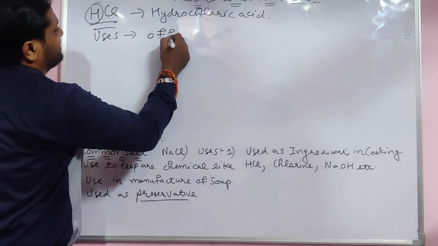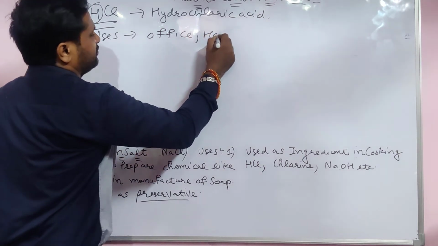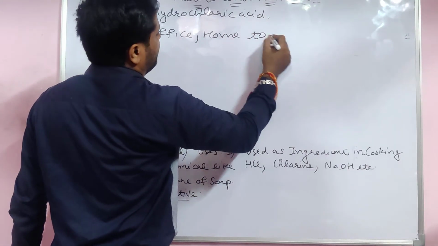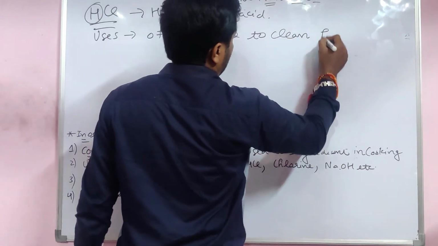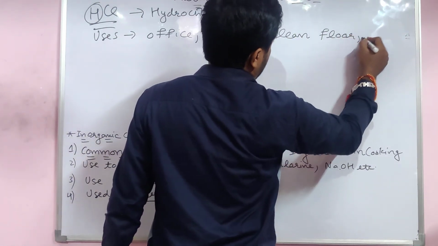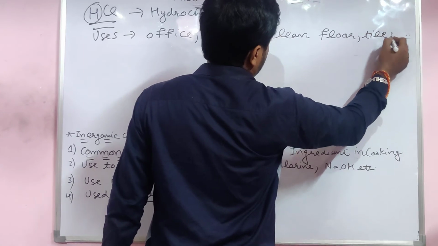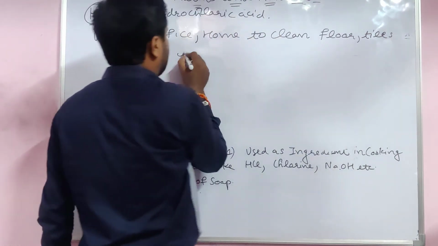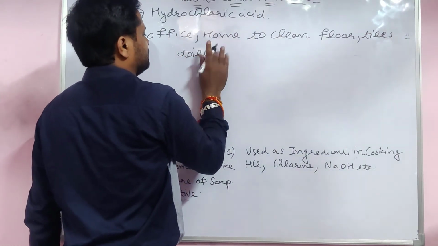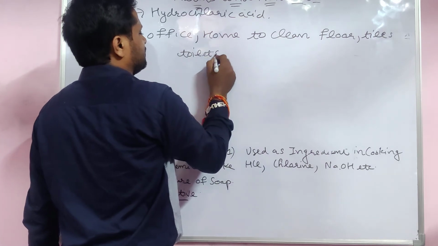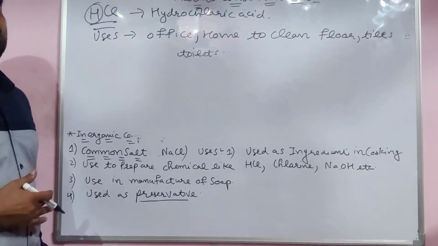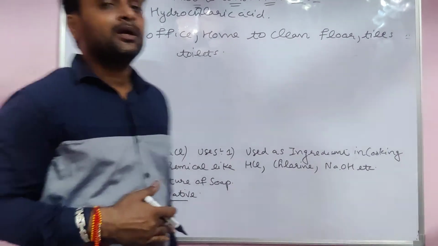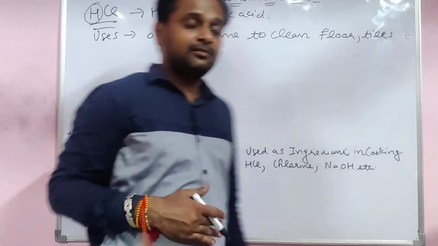Hydrochloric acid is used in offices and homes to clean floors, tiles, toilets, etc. And in our stomach also, gastric juices are there.